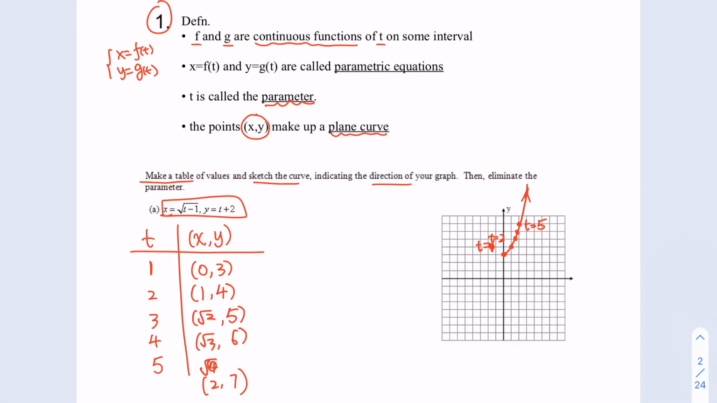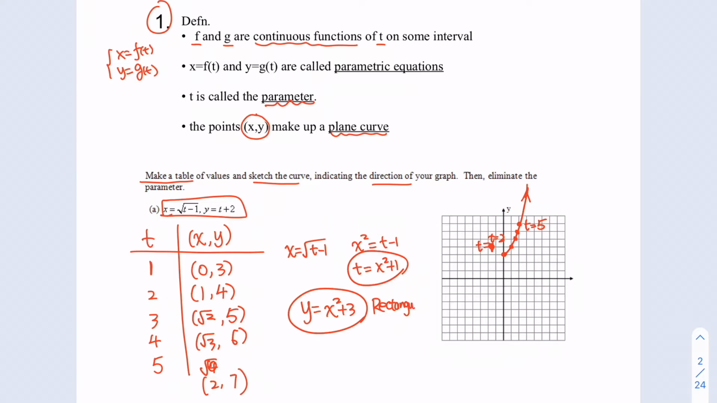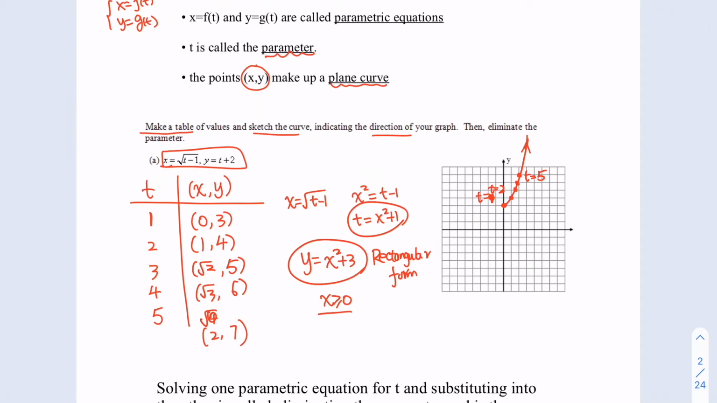How do we get rid of t and find the rectangular form? From the equation x equals square root of t minus 1, we square both sides. So t equals x squared plus 1. We plug t into the second equation, so y equals x squared plus 3. And this is what we call the rectangular form. For this problem, x has to be greater than or equal to 0. So the big picture is we just need to solve for t and get rid of t, plugging it into the other equation.